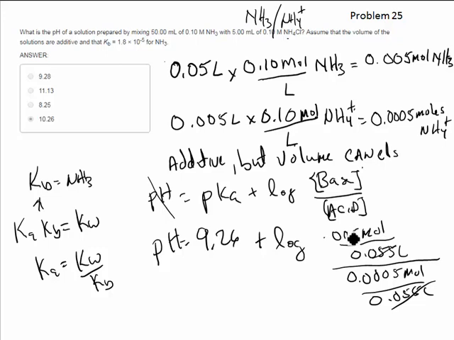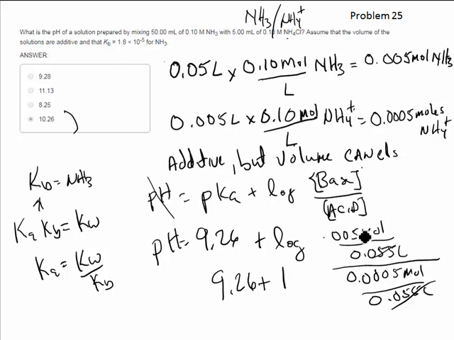And it's just going to be a 10 to 1, and so that's going to give us a 1, and so this is going to be 9.26, and we add 1 to it, and that gives us our value of 10.26. This is 0.005 divided by 0.0005. We take the log of that, and that's going to give us 1, and that's our answer then for number 25.